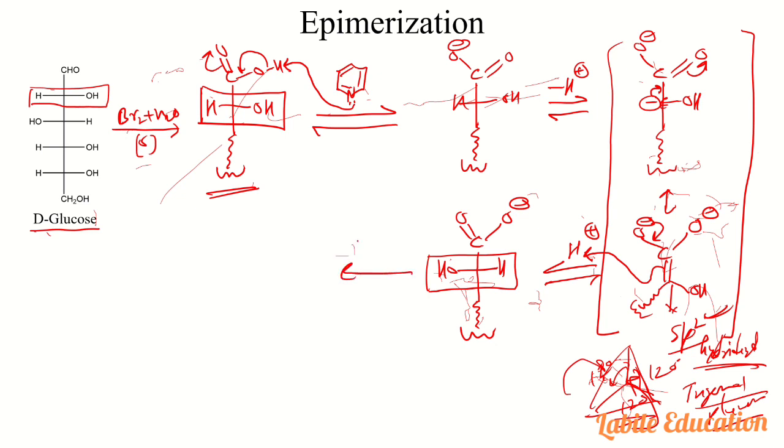Now firstly on acidification, this will be protonated, and second, if we heat it, then we will get this gamma lactone. How this happens, you can see here. Firstly we will discuss this.